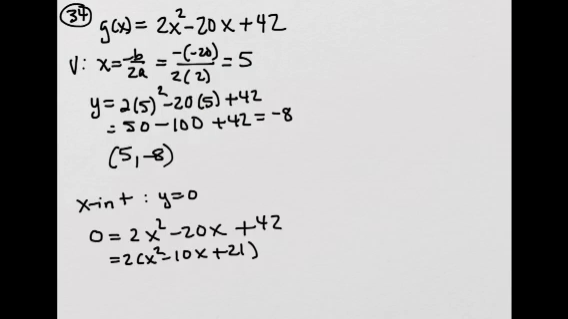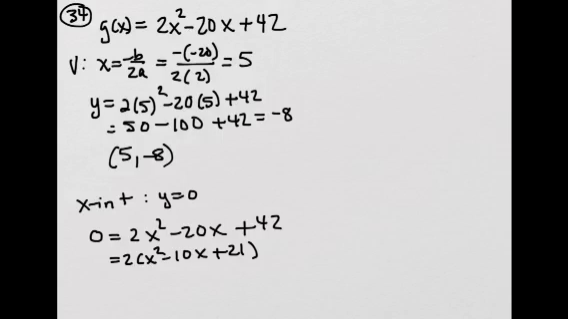Alright, so the next part is to find the x-intercepts. So remember, x-intercepts means that y is 0. So I changed the g of x to 0, and then I factored out a 2 out of all the terms. And you're left with that last line right there.